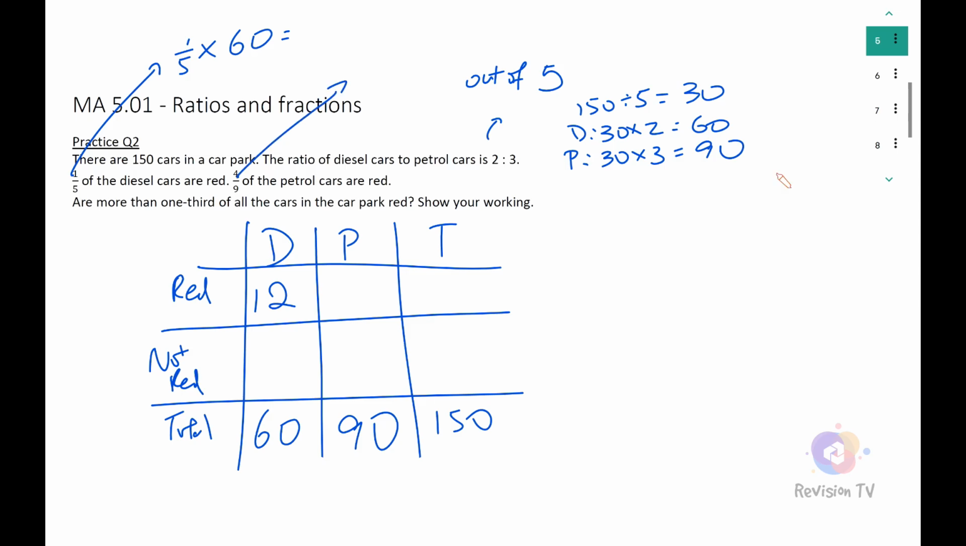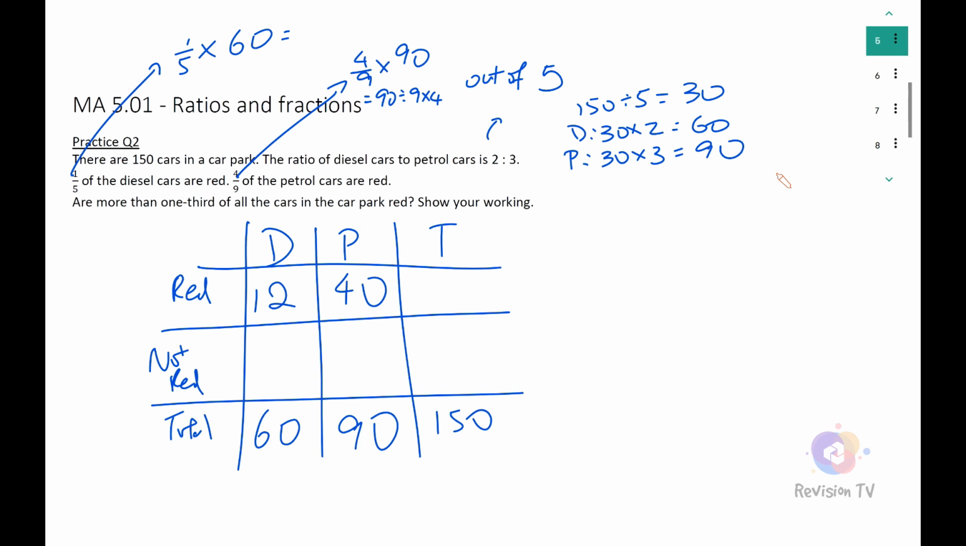4/9 of the petrol cars are red. Petrol cars then is 90. So divide by the bottom, times the top. 90 divided by 9 is 10. 10 times 4 is 40. So the question is: are more than 1/3 red? We don't know. We have to do the calculation.